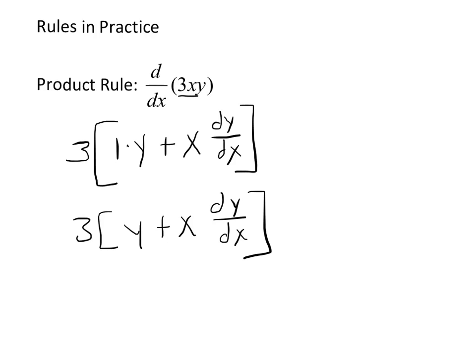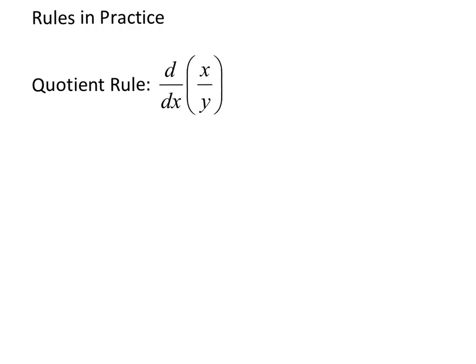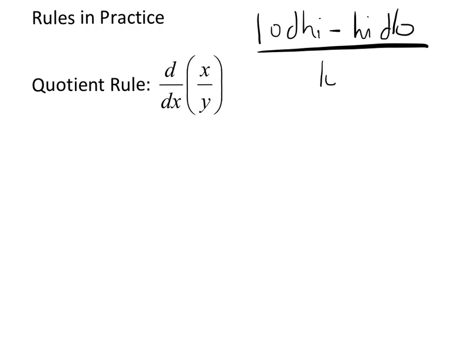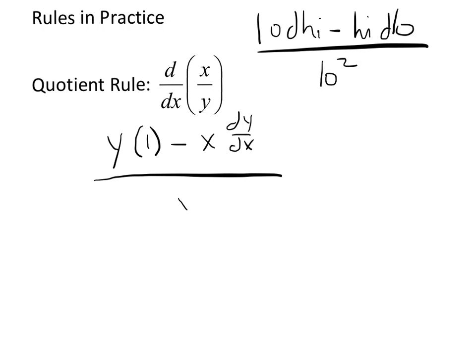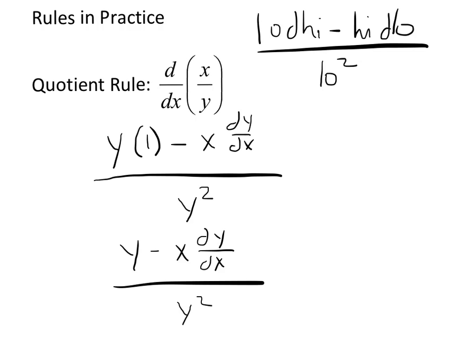Now let's take a look at quotient rule. Quotient rule is going to follow the same rules as before. Remember, it is low d high minus high d low over low squared. Quotient rule begins and ends with the denominator. So our quotient rule for implicit differentiation is low times the derivative of the high minus the high times the derivative of the low. The derivative of y would be 1 dy/dx, divided by low squared. So y minus x dy/dx over the denominator squared.